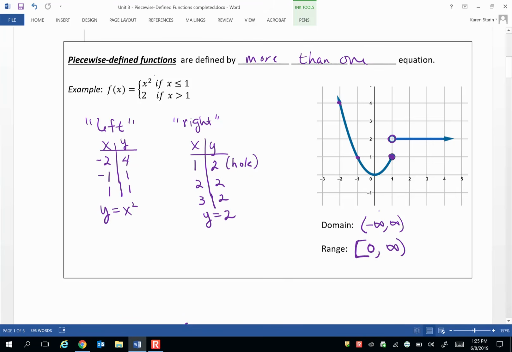As we read from large negative numbers, the graph begins literally at the origin, so y equals 0 at the origin. And then because the left piece goes on forever and ever in both the x and y direction, to the negative numbers in x and to the positive numbers in y, the range can go to infinity.